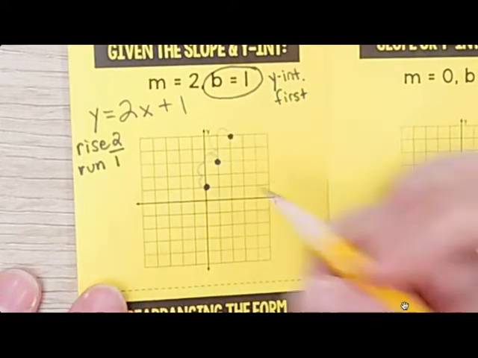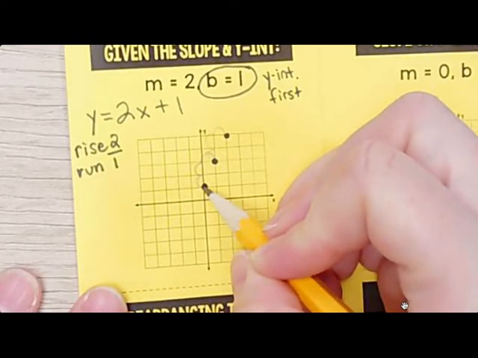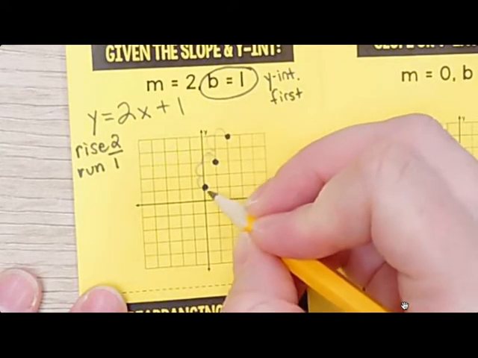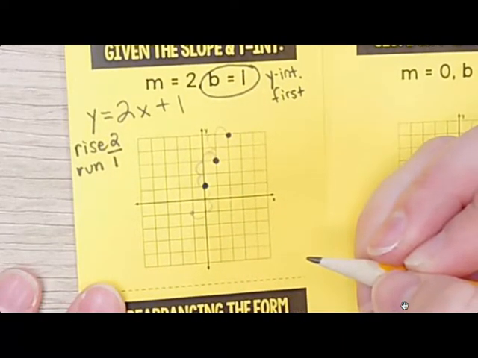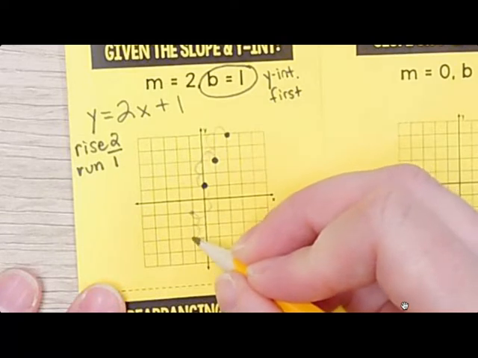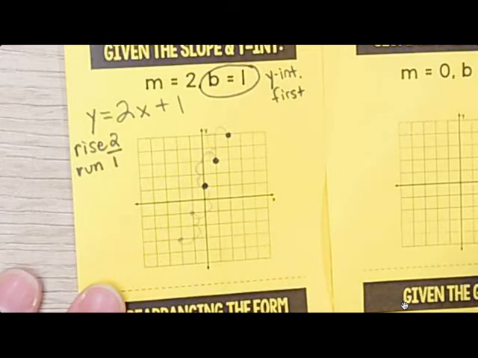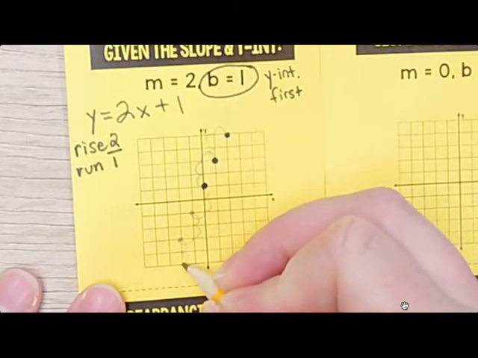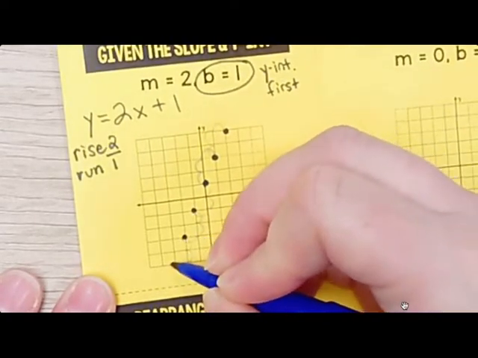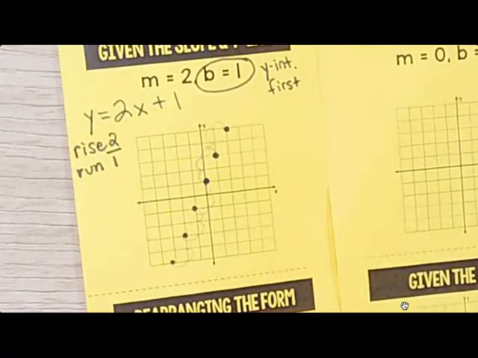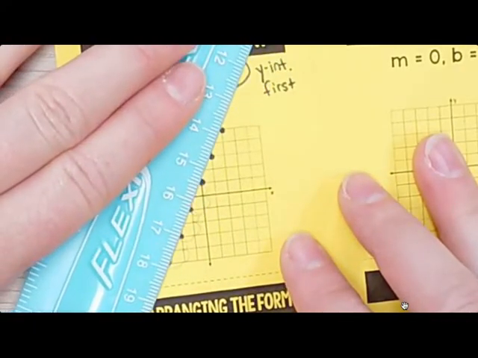And if I want more dots, I can go back down to my last dot. And instead of rise 2, run 1, I'm going to go down 2 and left 1. So I'm doing the opposite. Instead of up and right, I'm going down and left. Same thing, exactly. So now I have many points. I have what, 6? So then I connect them to make my line.